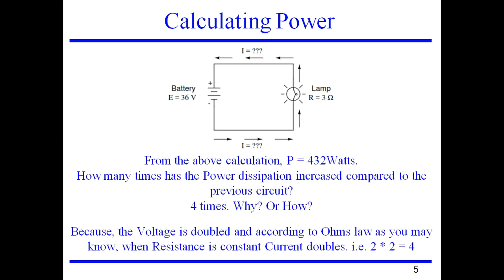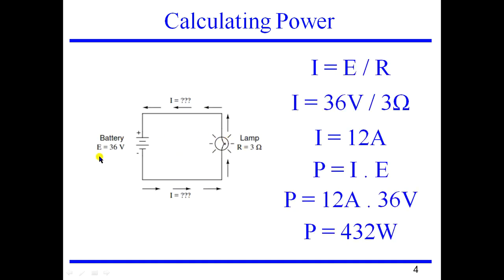So next, let us consider another circuit where I'm going to double the value of my voltage, and I want to find the current. So what is going to happen in this case? I see that my voltage is 36 volts, which is double the value of the earlier example, 18 volts. I'm going to keep my resistance value of 3 as constant. So now I'm going to use the same formula to find the power.